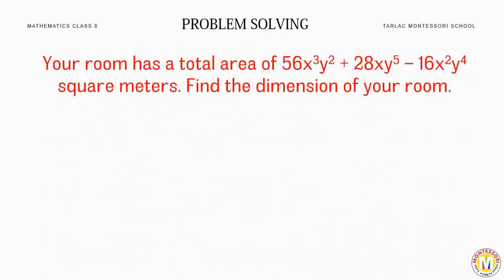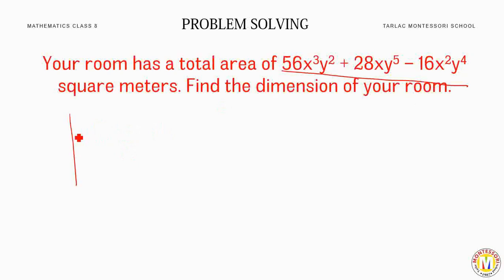Now, we have here a problem to solve. Your room has a total area of 56x raised to 3y squared plus 28xy raised to 5 minus 16x squared y raised to 4 square meters. Find the dimension of your room. Now, one way of finding the dimension of the room is to factor out this polynomial by the GCF method, or by common monomial factoring by GCF.